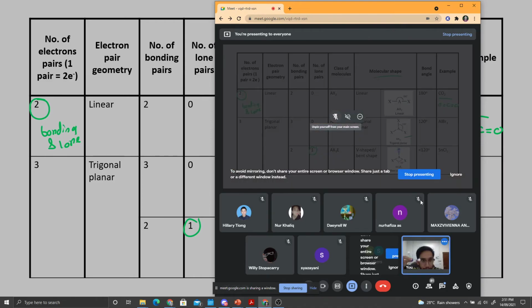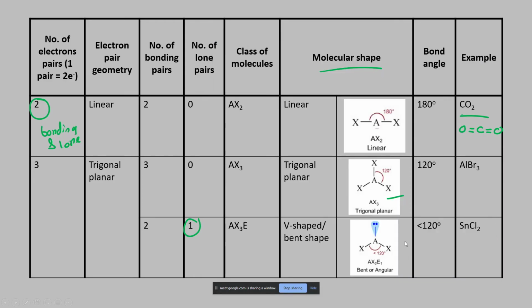So, let's see. Allahu Akbar. Molekul jatuh. Tak apa, jatuh lah.